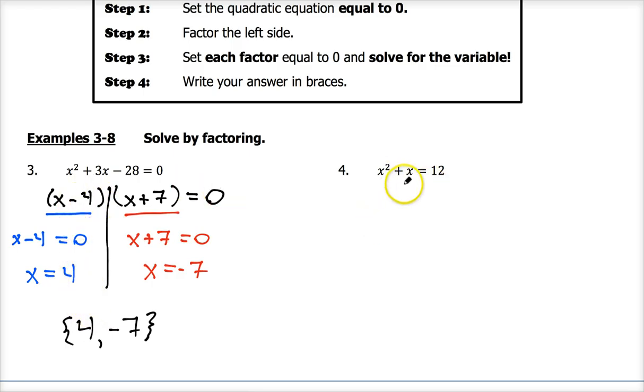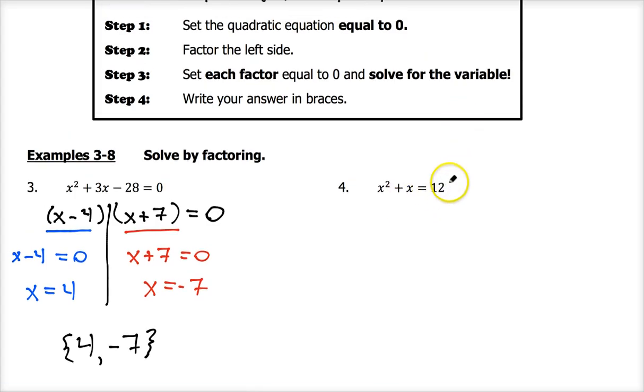So looking at number 4 here, we have x squared plus x equals 12. And again, our first step to solving this is we need to set the equation equal to 0. So to do that, I'm going to subtract 12 from both sides of my equation. And that's going to give me x squared plus x minus 12 on the left side equals 0.